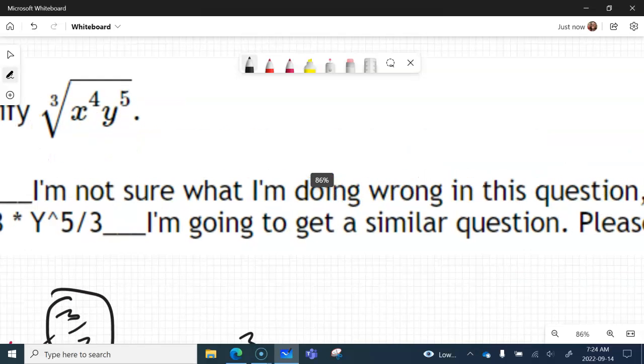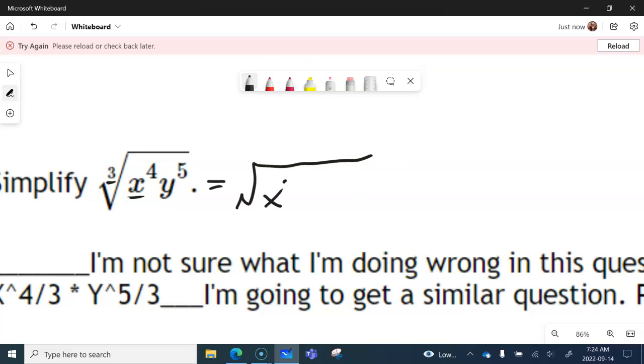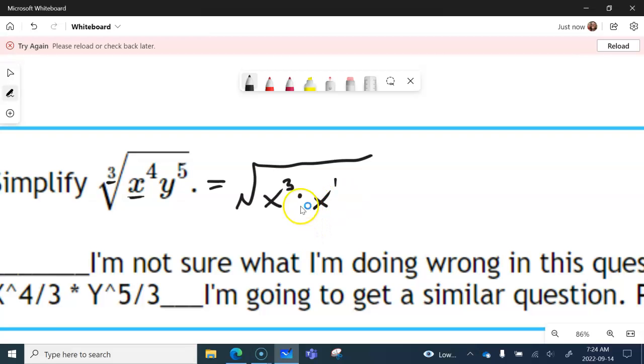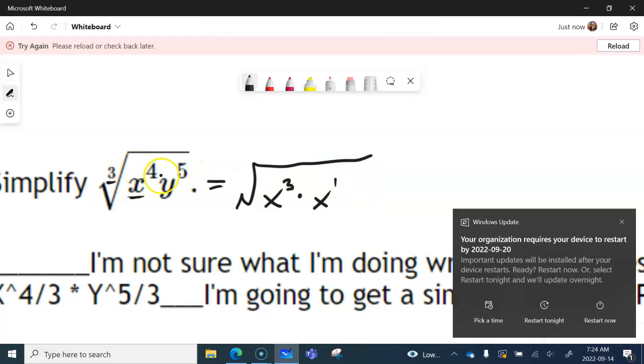My preferred way, just as an opinion, is I would just say, okay, what's the biggest perfect cube, in this case 3, right? Because that's what we want. What's the biggest x cubed I can get out of that? Well, it's x cubed times x, right? That's giving us the reverse of the product rule. 3 plus 1 is 4, so we're good to go there.